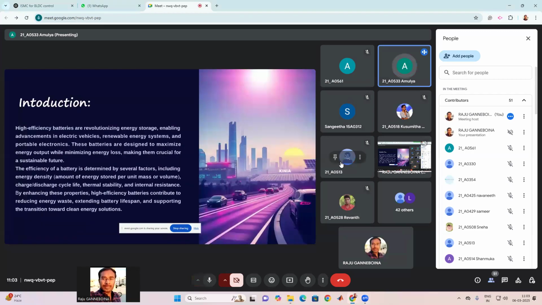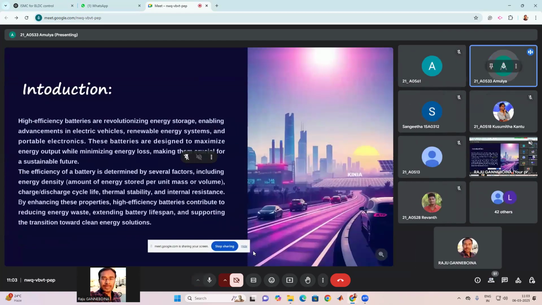So first of all, before going into the presentation, we need to understand what actually are high efficiency batteries. Generally, high efficiency batteries are the ones used for storing energy, and they are also used for releasing the energy when required. They are used in various applications like electric vehicles, renewable energy systems, portable electronics, and various other things. These batteries are designed to deliver a lot of energy with minimal energy loss so that they can be used for a sustainable future.